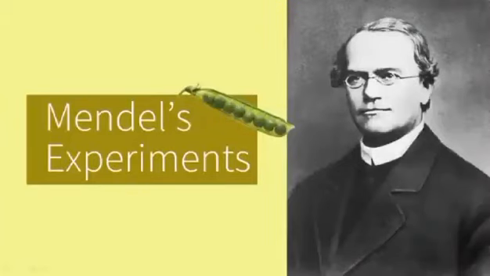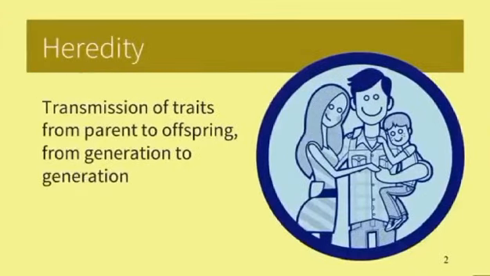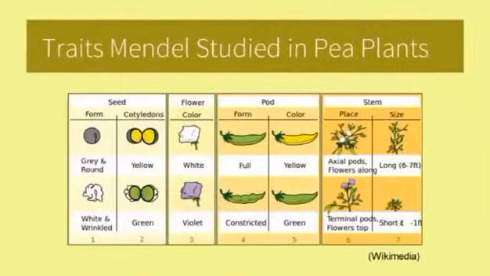In 1866, Mendel publishes the paper Experiments in Plant Hybridization, based on the results of his first experiments. Heredity: transmission of traits from parents to offspring, from generation to generation. The traits Mendel studied were in pea plants.